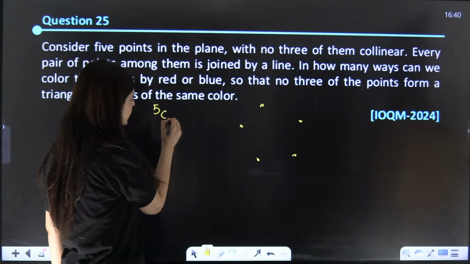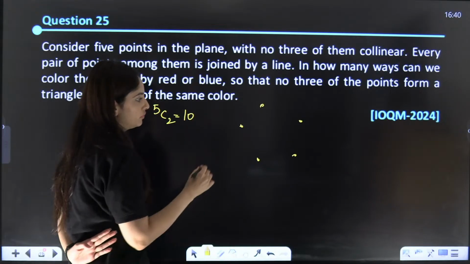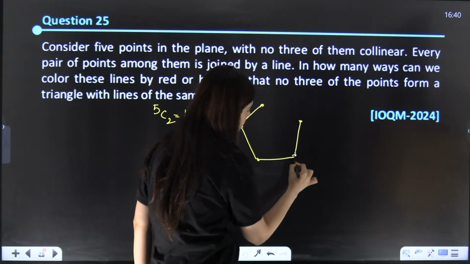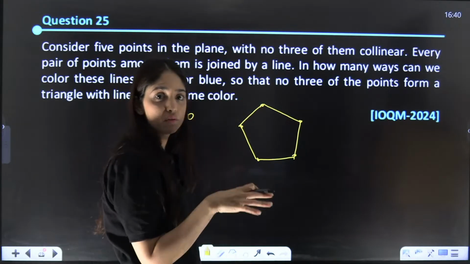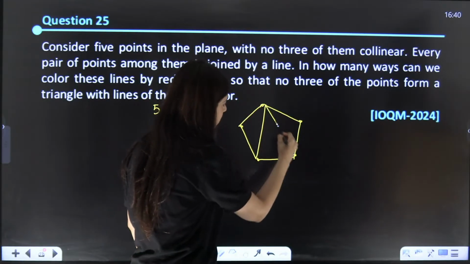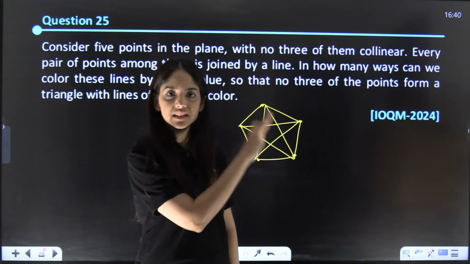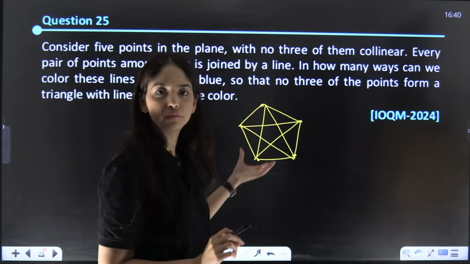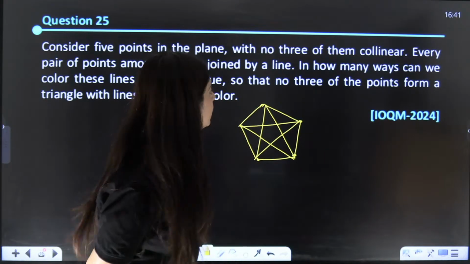5 C 2, right? Which is 10. So 10 will be these sides, and the other 5 will be the diagonals, which will form like a star. And these are all our 10 line segments joining each of the 2 vertices, each vertex with every other vertex basically. What is the problem now?